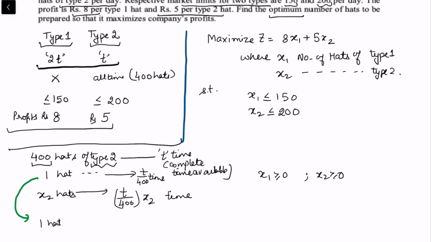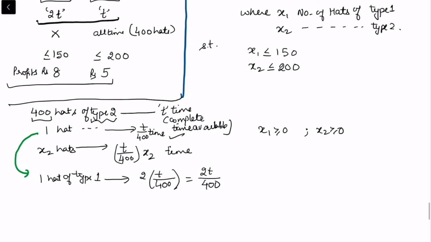Now on similar lines, once I have calculated one hat's time, from here I can say one hat of type 1 will take double the time. I already know one hat of type 2 will take t by 400. So it will take double of this time, that is twice of t by 400, which means it is 2t by 400. So this is for one hat.